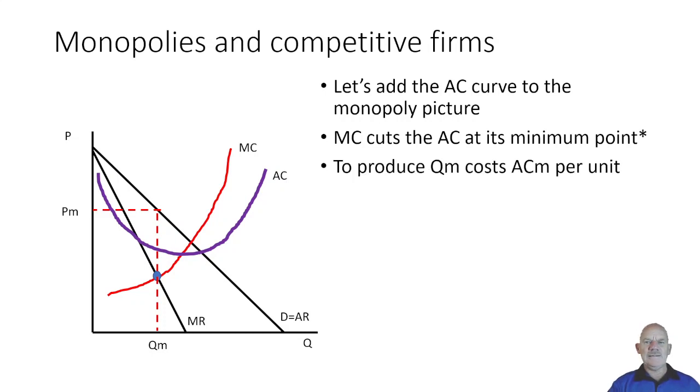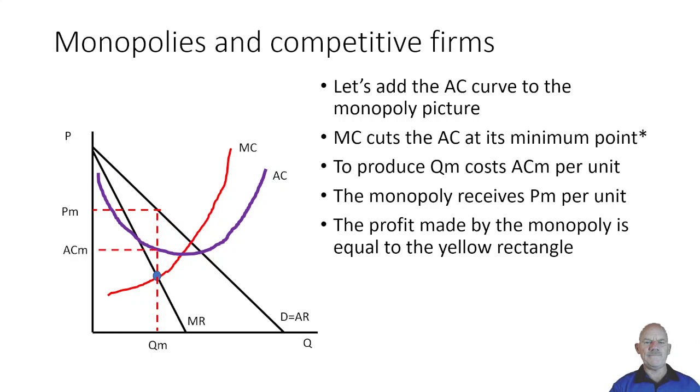curves. So to produce QM for the monopoly would cost ACM. Where's ACM? ACM, that would cost ACM to produce QM. But the monopoly receives PM, so you can see that the monopoly is making a profit. The profit equal to the yellow rectangle.